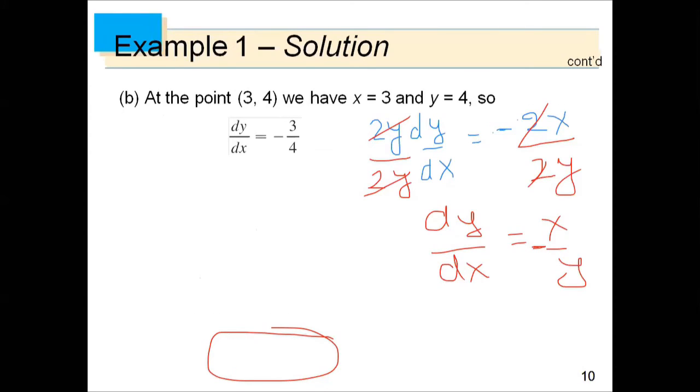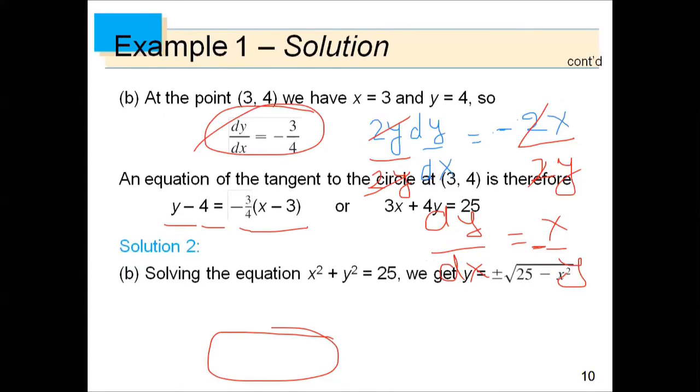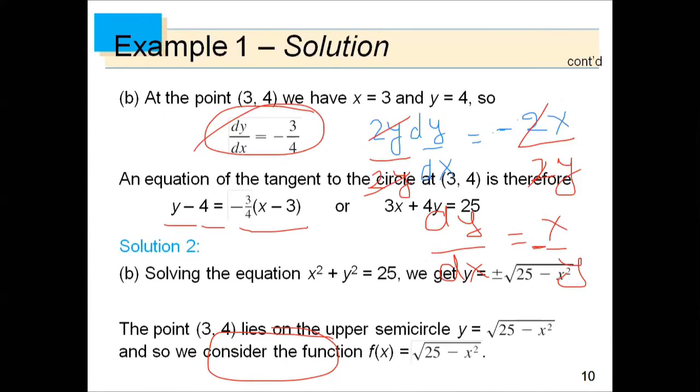So at point (3, 4), we just plug in 3 and 4 and get the answer. And for the equation of the tangent line, we have been solving equation of tangent line. We got the slope. This dy over dx is the slope. So y minus y1 equals m times (x minus x1). So we get the equation of the tangent line. So dy over dx is equal to m? Yeah, it is the slope of the tangent line. So that is actually your m.